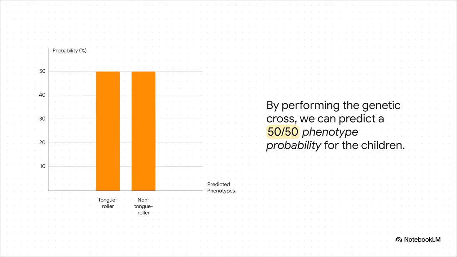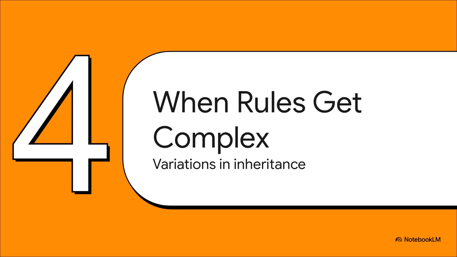So when you lay out all the possible combinations, what scientists do with something called a Punnett square, the prediction is crystal clear. Their kids have a 50% chance of being a tongue roller and a 50% chance of not being one. It's all just a game of probability. But just when you think you've got it all figured out, biology throws a curveball. It's not always this simple. Sometimes the rules get complicated.